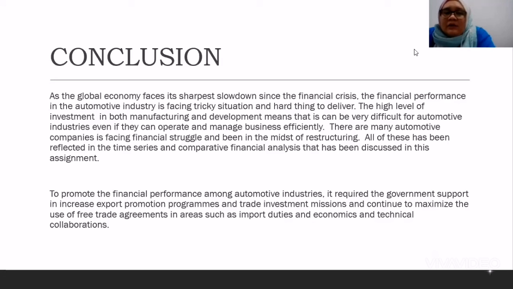assignment. In order to promote financial performance in the automotive industry, we require government support in increased export promotion programs and trade investment missions, and to continue to maximize the use of free trade agreements in areas such as import duties and the economy, and also technical collaboration.